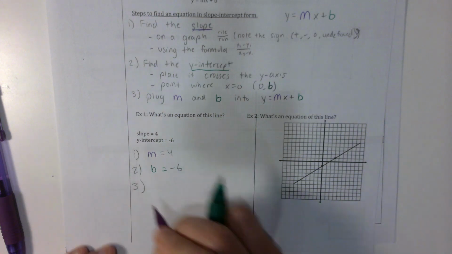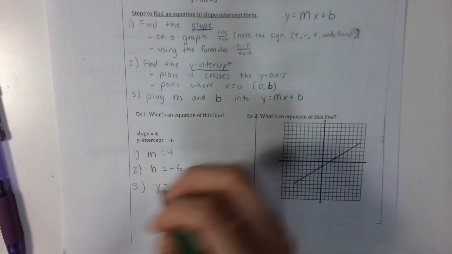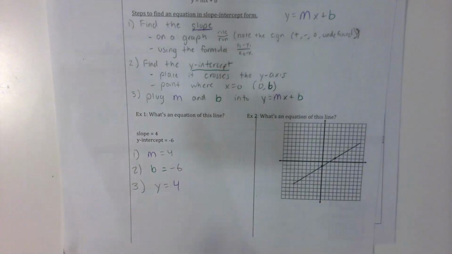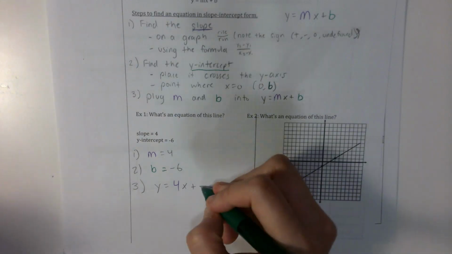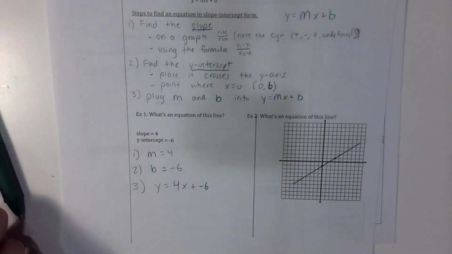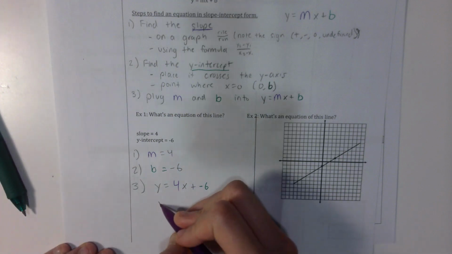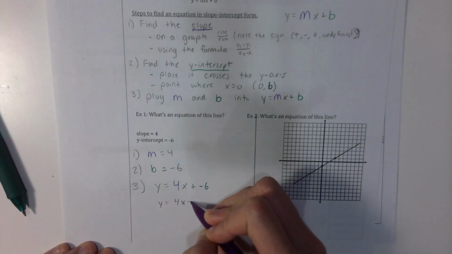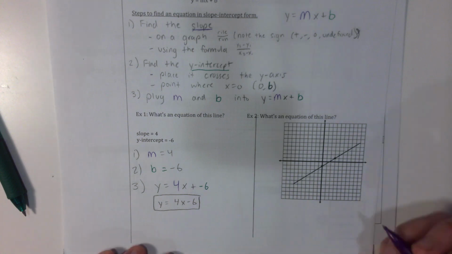So 3, our final answer is y equals 4x plus -6. And we're just going to rewrite that because we don't like to have a plus minus. I mean, you can, but it's nicer to just write y equals 4x minus 6. Right, that was super easy by design. They gave you the slope, they gave you the y-intercept. Let's do one that's a little harder, right?